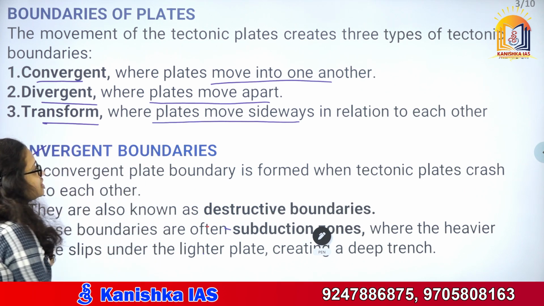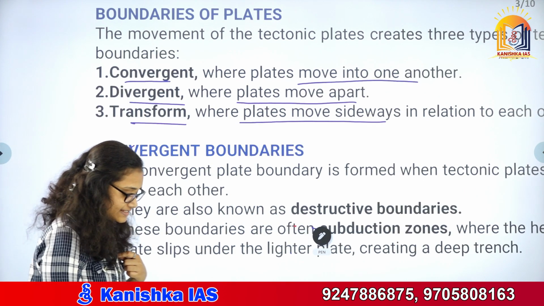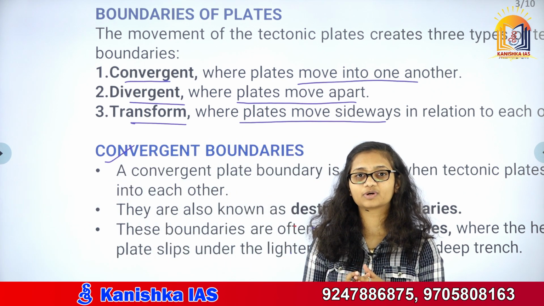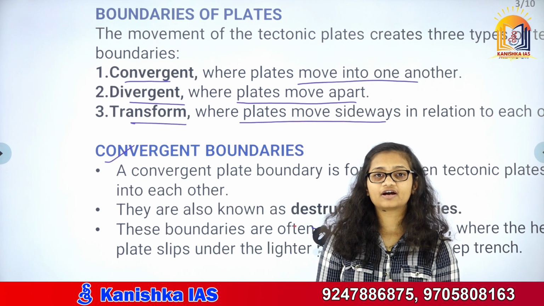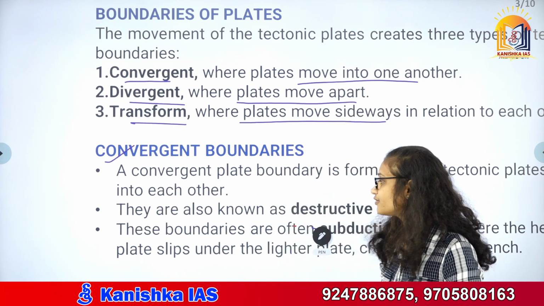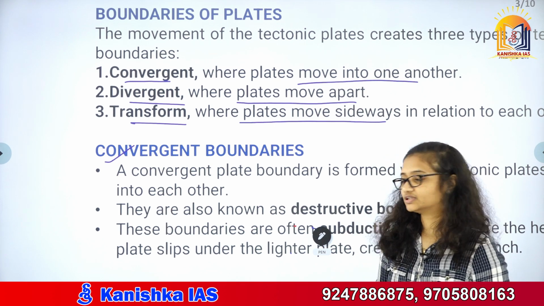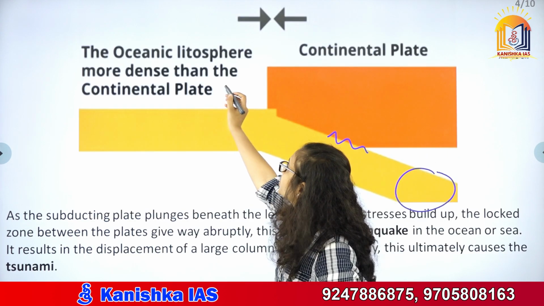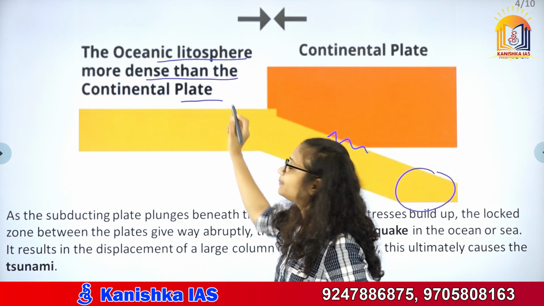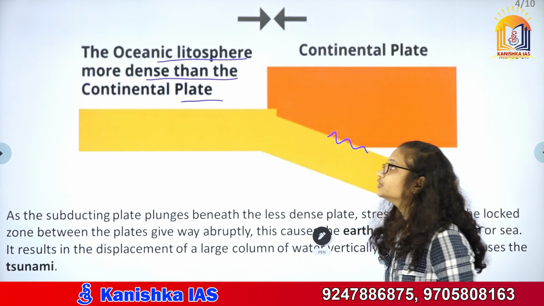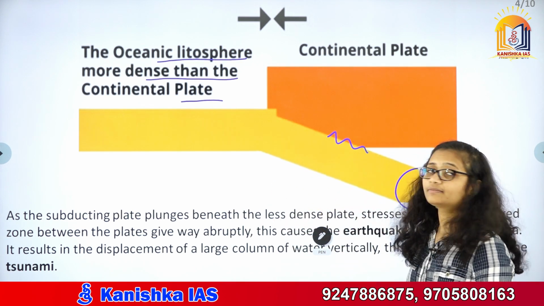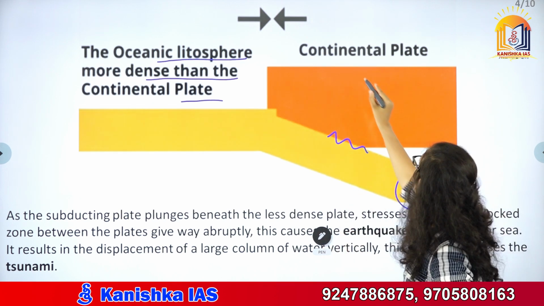If we see the convergent boundaries in a bit more detail, as I said, convergent boundaries are formed when two plates are coming towards each other, and they are called destructive plate boundaries. Why are they called destructive boundaries? This we will learn through the diagram. The oceanic lithosphere is more dense than the continental plate. This we know. Due to its higher density, it subducts beneath the less dense plate, that is the continental plate.